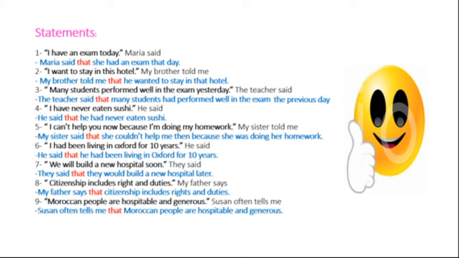But look at the previous ones. Said, told. Said and told are reporting verbs, and here we have them in the past simple. Whenever we have the reporting verbs in the past simple, we have to change the tense of the verbs, moving from direct to reported. But in case we have the reporting verbs in the present simple, we will not change the tense of the verb. It will be kept the same. So here, my father says that citizenship includes rights and duties, the same form, present simple, present simple. Why? Because the reporting verb is in the present simple as well.